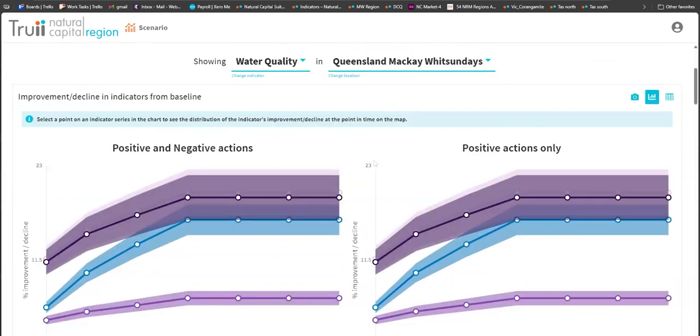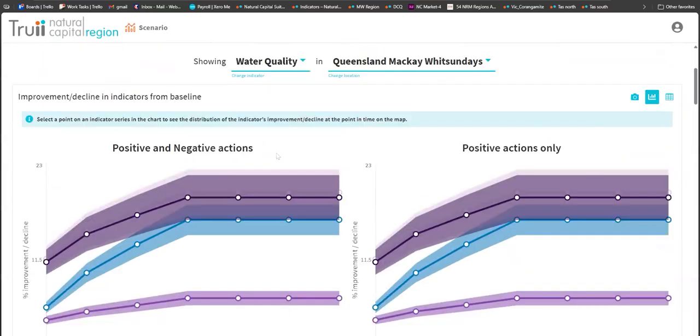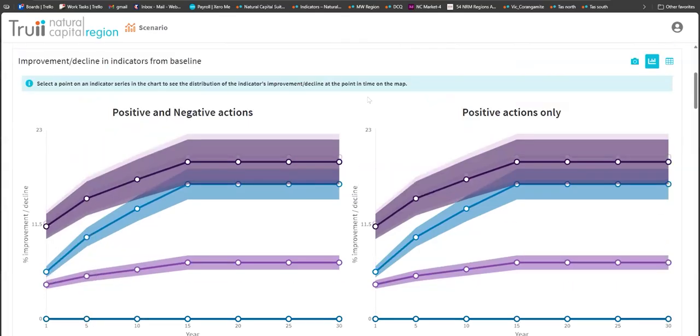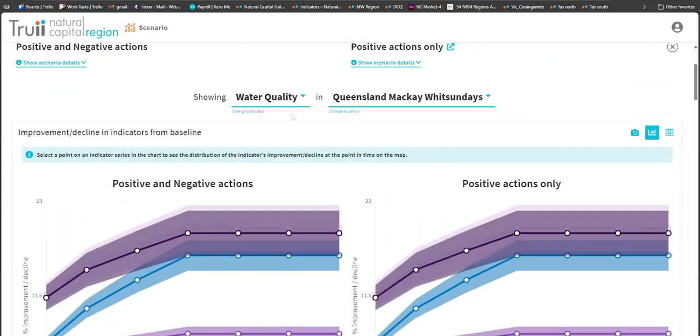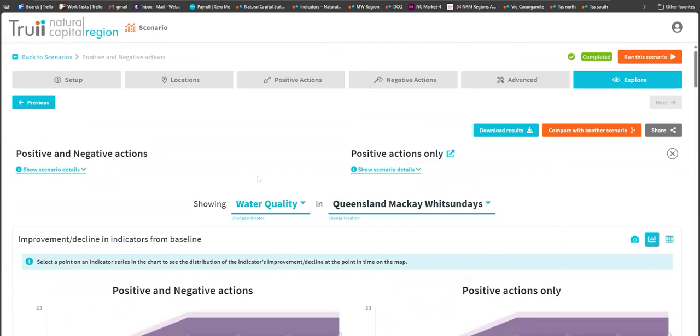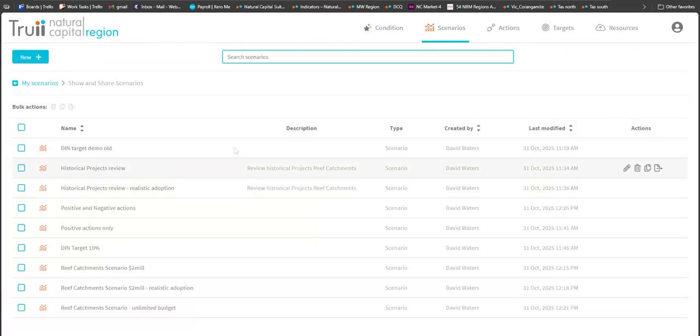We're on water quality. So in this case, there's a small difference in the water quality outcome because our negative actions are quite small. But you get the idea that you can compare both with and without negative actions to communicate that to funders. The last scenario that I'd like to run is to set a target.